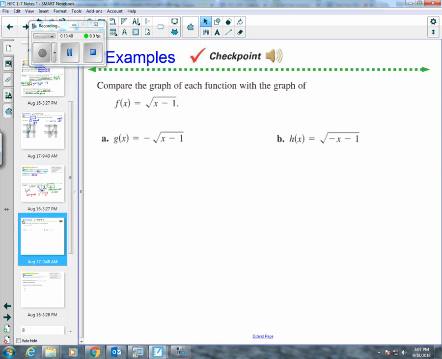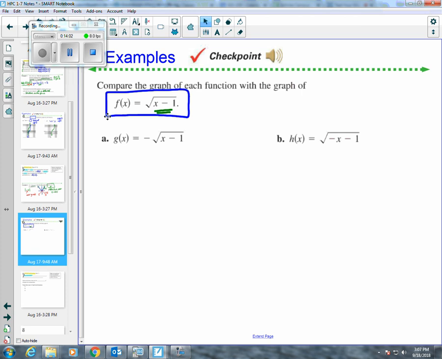All right, so let's try a couple with a different parent graph. So this is, again, one I would like you to add. Again, I think you have enough room off to the side to do that. Let's take a quick peek. So we want to compare the graphs with this parent graph. So let's get a handle on what this parent graph is first. This one is a square root that's already been shifted 1 to the right.